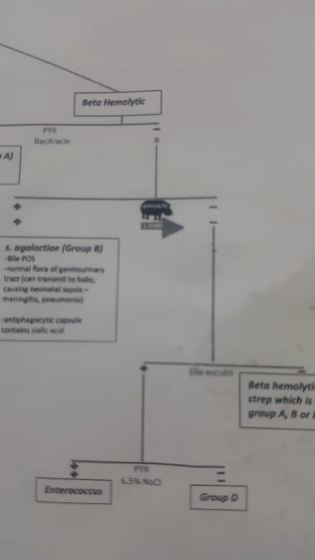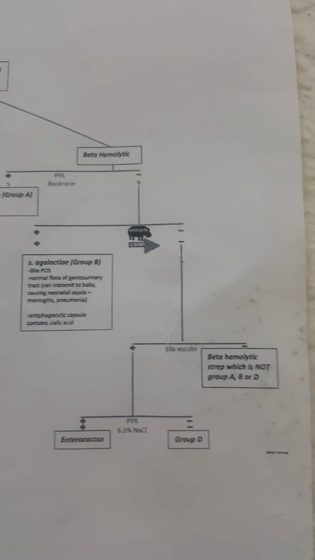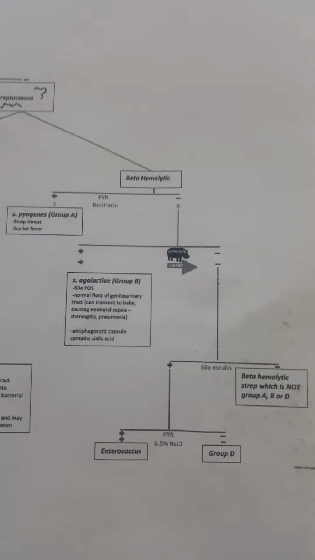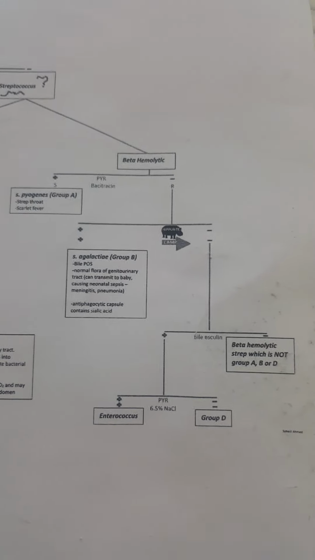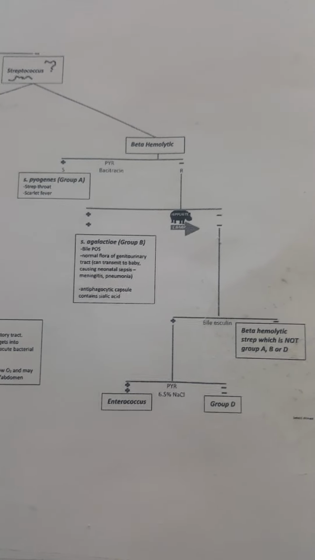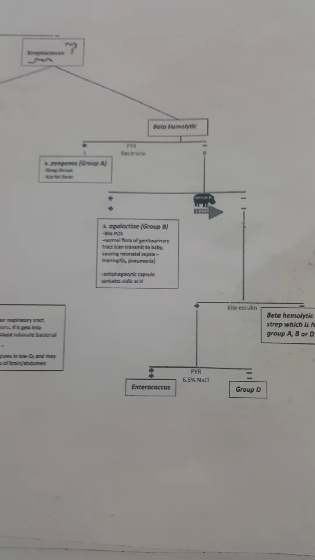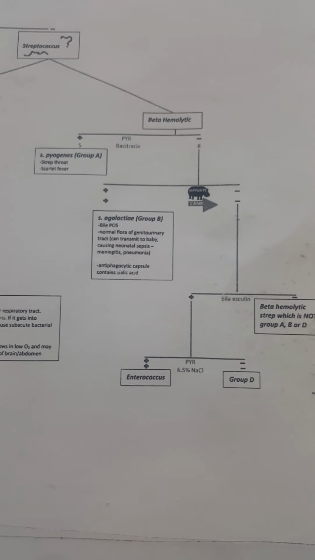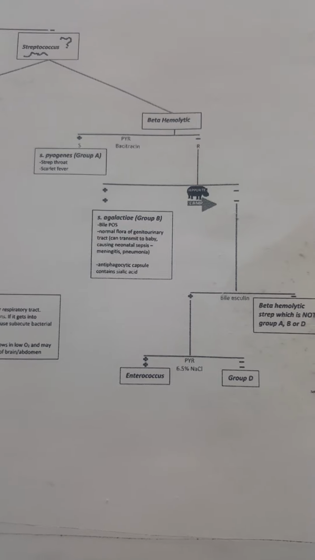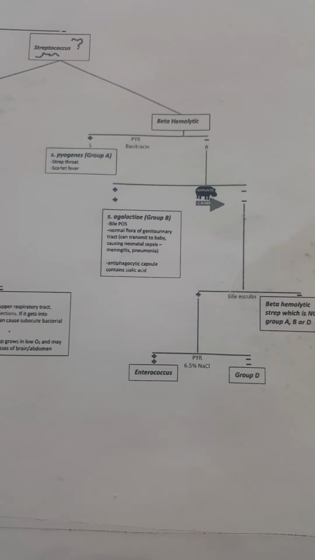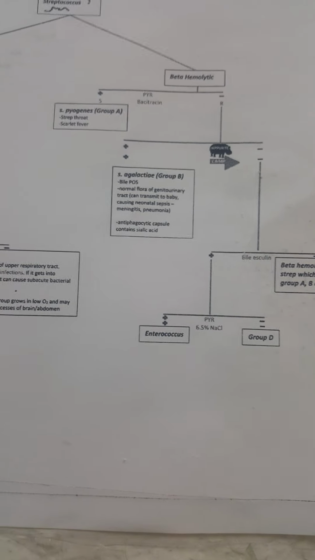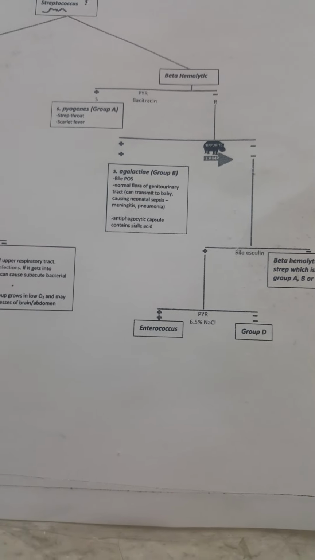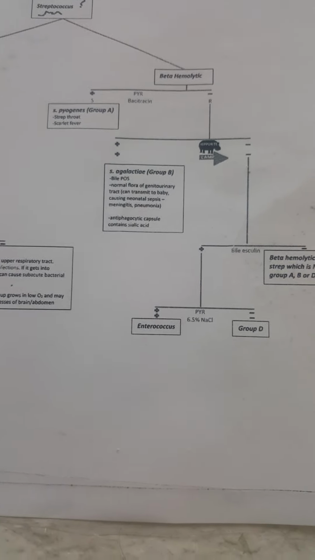and PYR and bacitracin resistant is further differentiated on the basis of hippurate and CAMP, which is positive in group B, which is agalactiae, bile positive, normal flora of the genitourinary tract, can transmit to babies, causing neonatal sepsis, meningitis, pneumonia, and has an antiphagocytic capsule containing sialic acid.